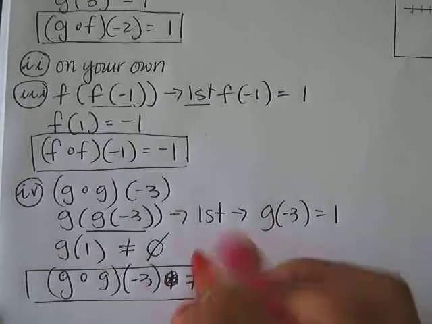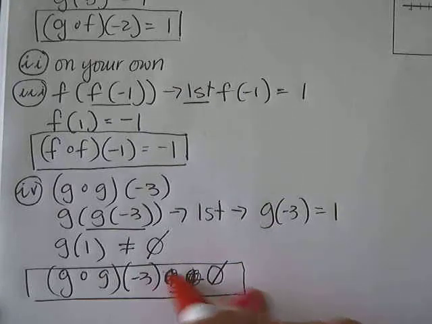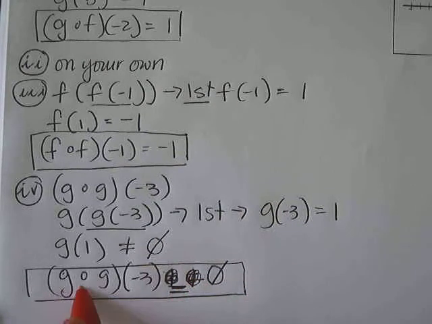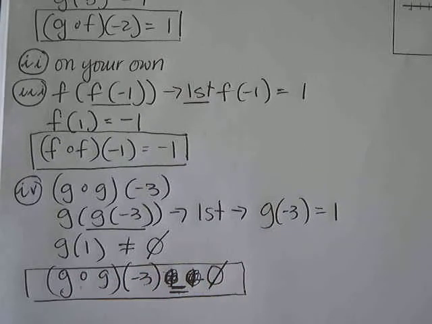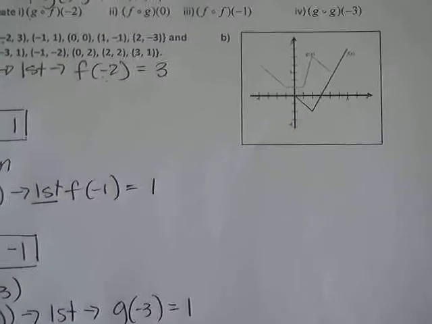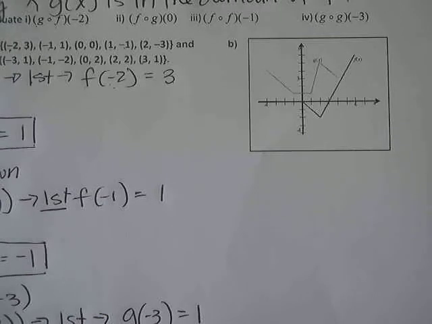I don't want a double negative, so equals, sorry, this is an equal sign. So g composed of g of negative 3 equals no solution. Okay. If I'm going too fast, please do pause and then rewind, or you can listen to it again a second time if you need to.